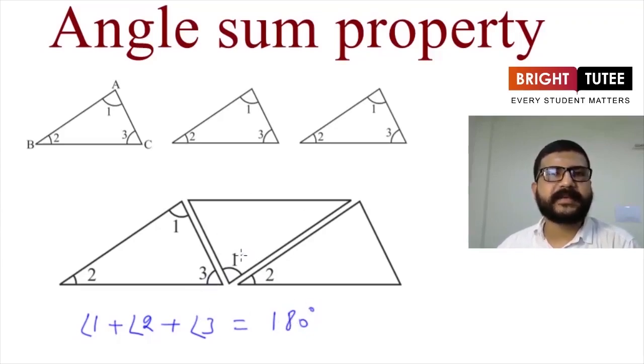So now what we have seen here, that we took a triangle randomly and we got that its sum is 180 degrees. Will it be true for every triangle? Yes, it is true for every triangle, and this is angle sum property, that the sum of all the angles of a triangle is 180 degrees.